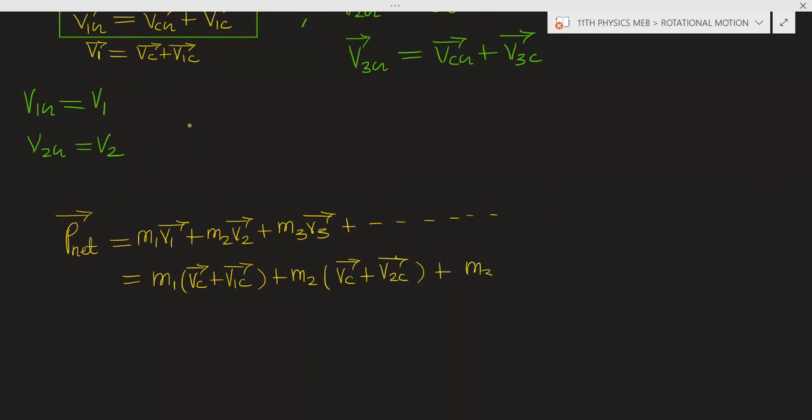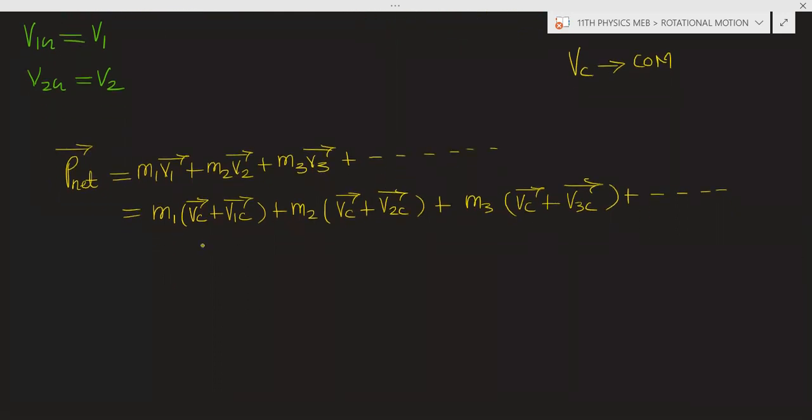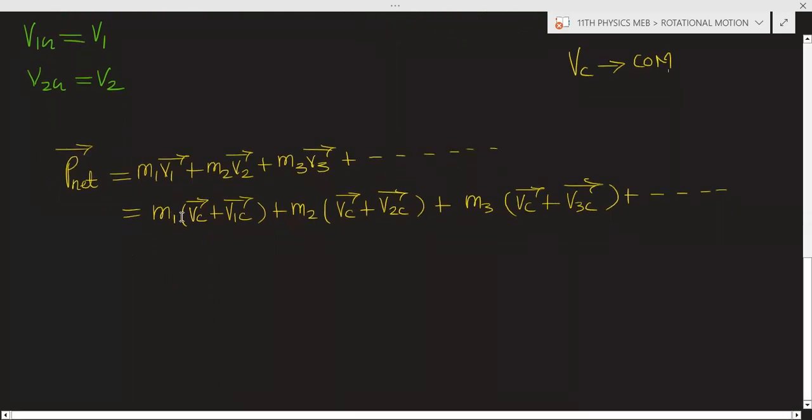Instead of v2 we can write vc plus v2c. For m3, for v3 we can write vc plus v3c and so on. And what is vc? vc is the velocity of center of mass.